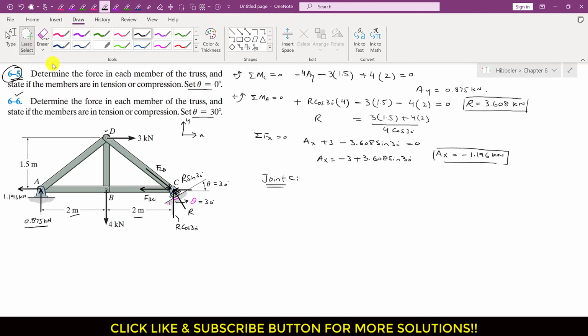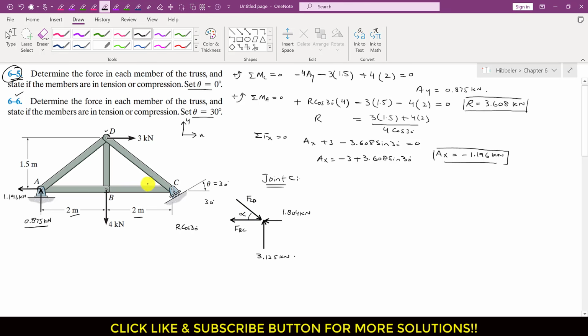So now we have this free body diagram. Let me isolate this. Now we have the components of R. So this is R sine of 30. The R magnitude is 3.608. So 3.608 sine of 30 degrees is 1.804. I will write that this is 1.804 kilonewton, and R cos of 30 is 3.125 kilonewton. And since FCD is making some angle with the horizontal, let's say that this angle is alpha.